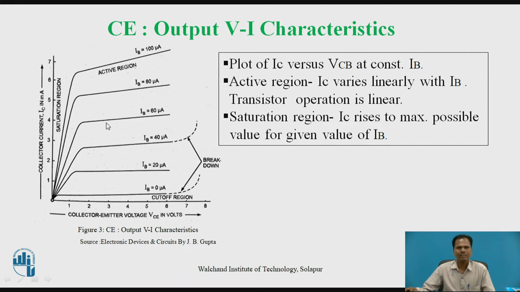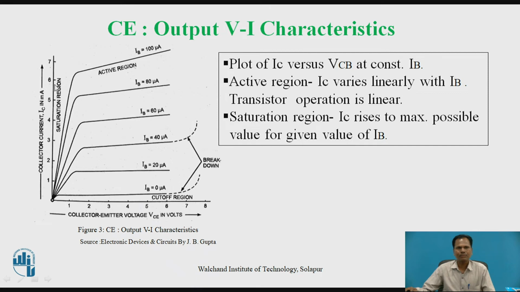In the saturation region, the voltage across the transistor between collector and emitter is minimum, and the collector current IC rises to the maximum possible value, that is the saturation value, for a given value of input base current IB. So that is the saturation region. In the cutoff region, both junctions of the transistor remain reverse biased, so the transistor does not conduct. The region below IB equal to 0 is the cutoff region. In this region, the transistor remains off.